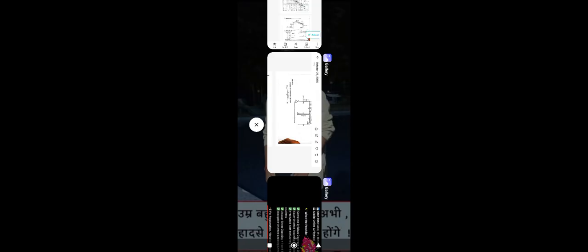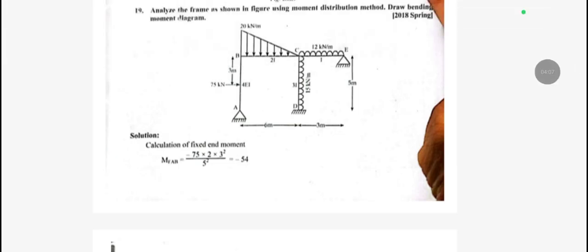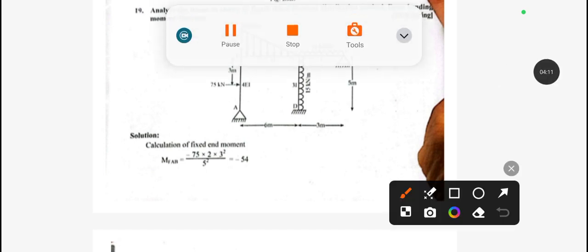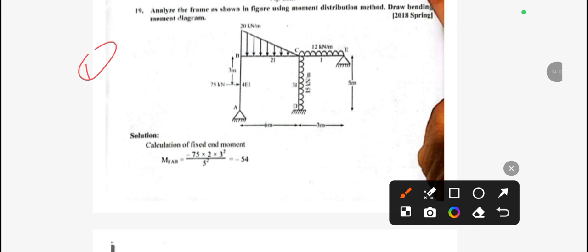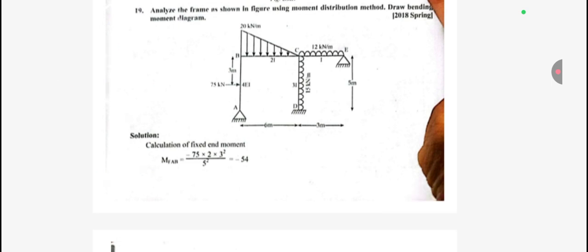So we have this given frame, and in the moment distribution method each and every question is solved in three steps. The first step is calculation of fixed end moment. In the second step, calculation of distribution factor, and in the third step, the bending moment table. So let's move to the first step, calculation of fixed end moment.